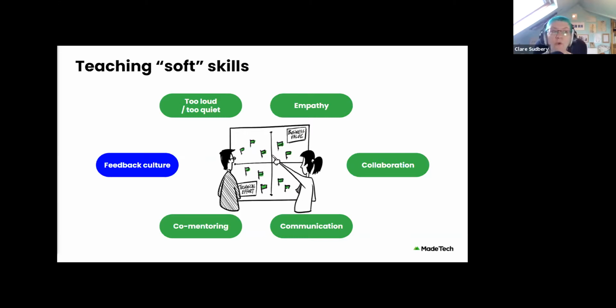It's not a once a quarter or whenever you have a review. It's all the time. Asking for feedback in order to help yourself improve and giving people feedback in order to help them improve.